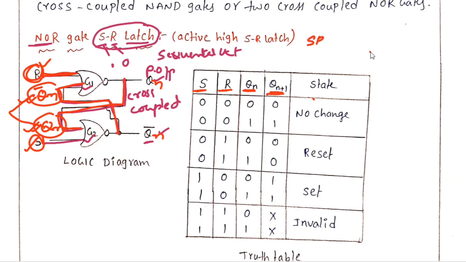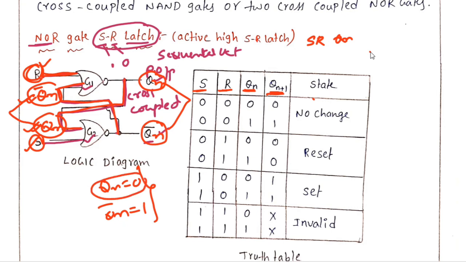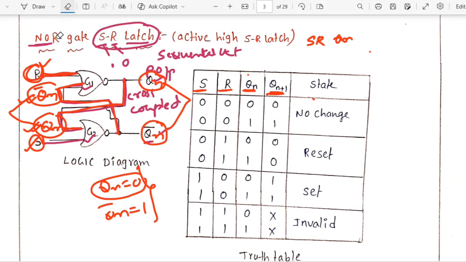Simple. S and R are the present inputs. For simplicity, I am considering only Qn, not Qn bar, because Qn and Qn bar are cross coupled with each other. If Qn equals 0, Qn bar automatically becomes 1; they are complements of each other. That's why we need not take Qn bar, only Qn is considered, and Qn plus 1 is the next state output.